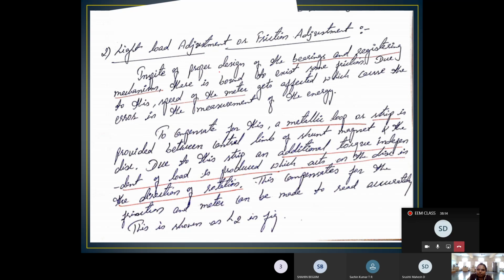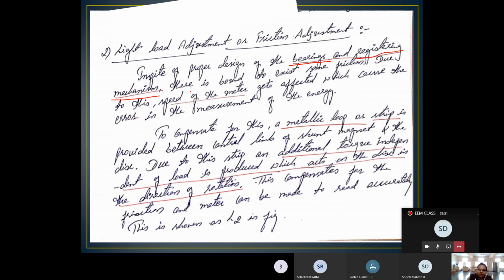Here, in spite of proper design of the bearings and registering mechanism, there is bound to exist some friction due to the bearing. I think you saw the bearings. Due to the bearing, the disc should move in a proper fashion. But if it is not moving, there may be a loose connection in the bearing, or it may be too tightly connected. Due to that, friction occurs in the device.